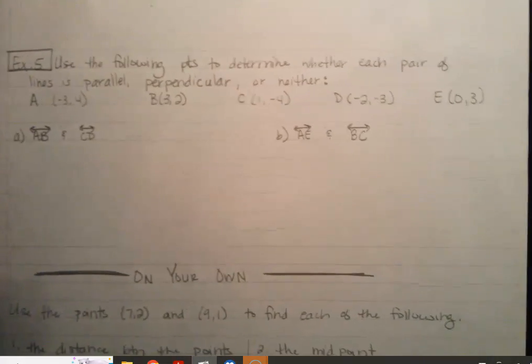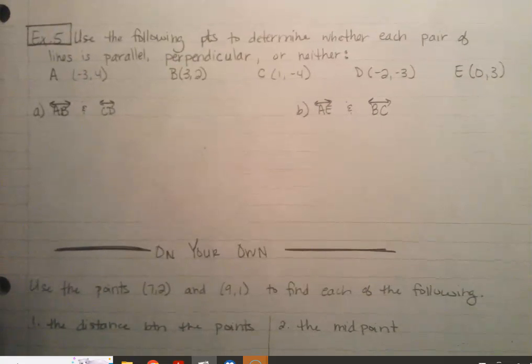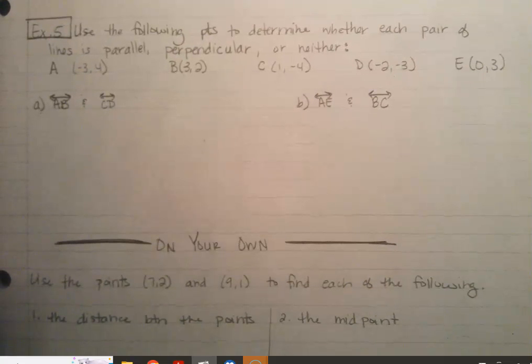Not much to write down today, really. All right, last example is example 5. Use the following points to determine whether each pair of lines is parallel, perpendicular, or neither. And so we've got our list of points there from A, B, C, D, and E. So if we want to know if they're parallel, perpendicular, or neither, we need to know their slopes, right? Like we need to know what the slope equals on each of these lines.